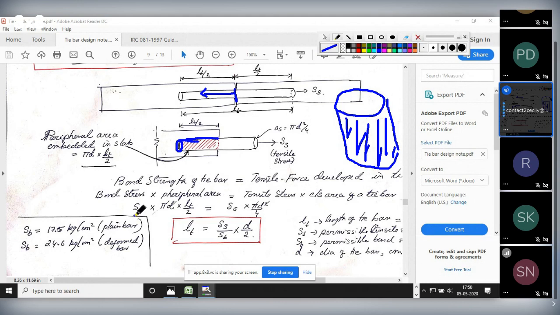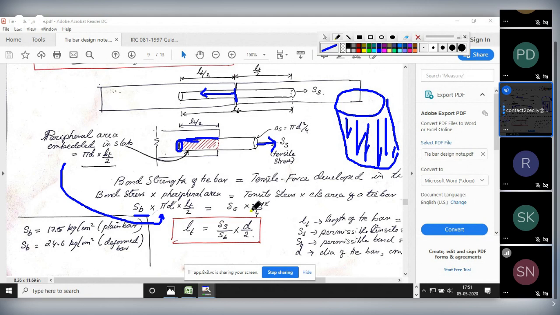Suppose that bond stress is S_B, S for stress and B for bond. And this is your peripheral area. From here we get that area, and we are putting it here. And the tensile force, as I already said, is S_S into the area of the steel, the cross-sectional area. Since this is on the cross section, we have to define this cross section, that's why pi d square by 4.